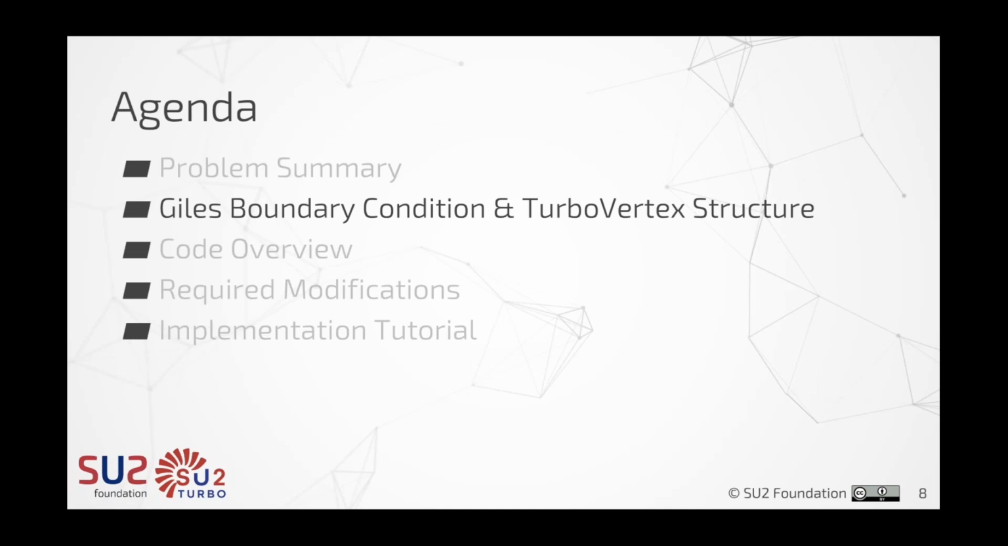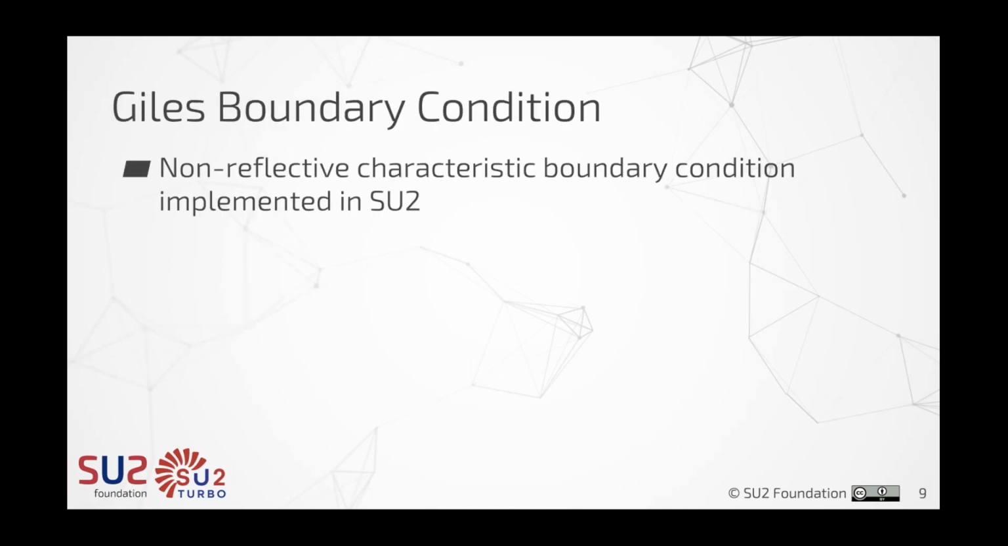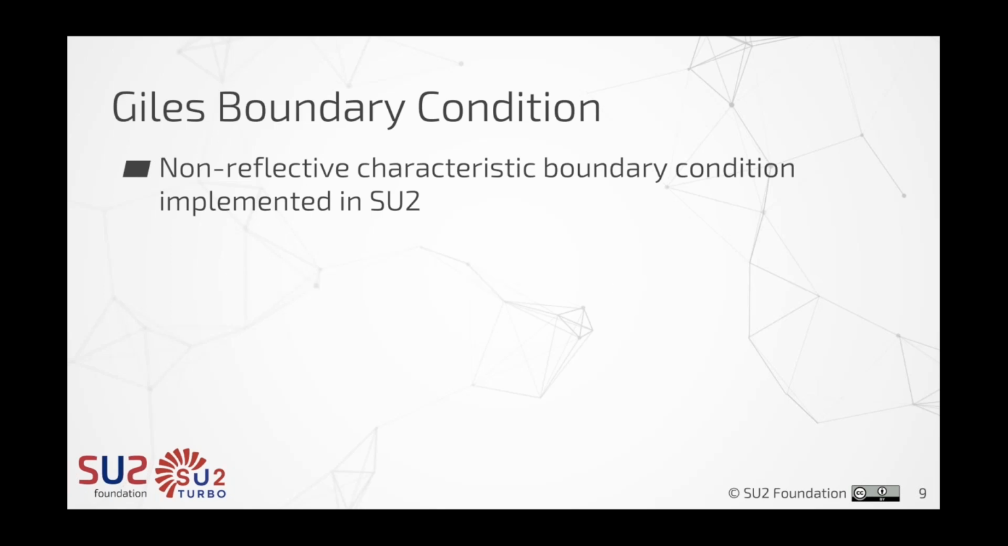We'll go into the Giles boundary condition and the turbo vertex structure. The Giles boundary condition is a non-reflective characteristic boundary condition implemented in SU2, as we've just talked about this morning. The maths behind it is very complex, as I was saying this morning, but for outflows, it's really, really simple.